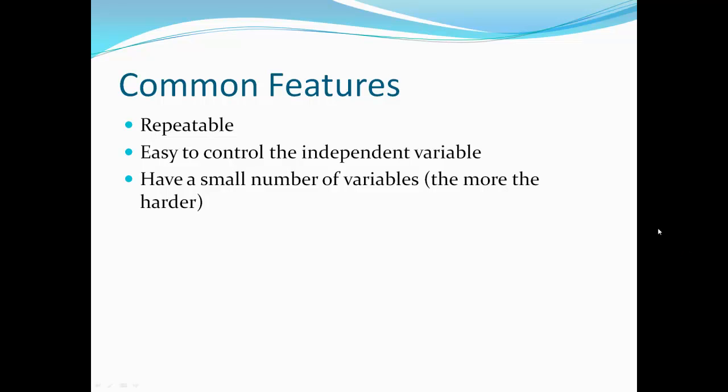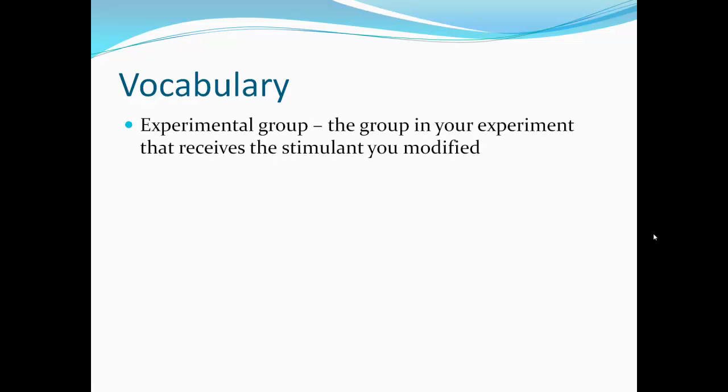Now, before you learn the different types of experiments, you must first learn certain vocabulary words in order to better understand them. The experimental group, the group in your experiment that receives the stimuli you modified. Let's take an example. Let's say you were trying to test a new heart medication to see if it could actually lower blood pressure. The group that received this heart medication would be considered the experimental group.